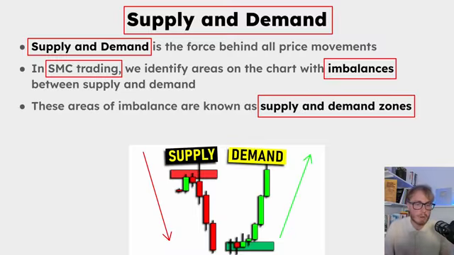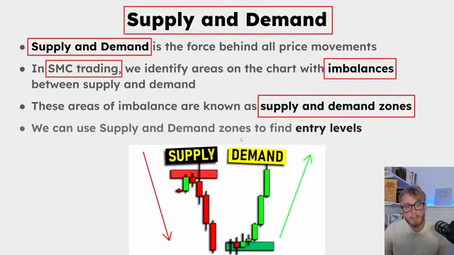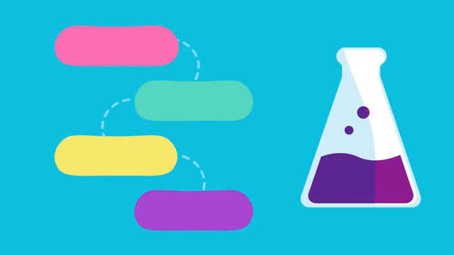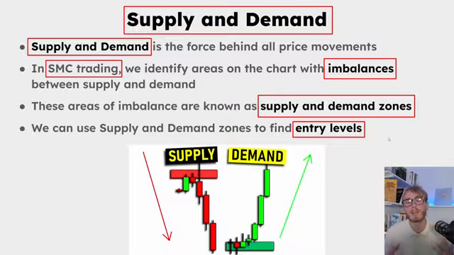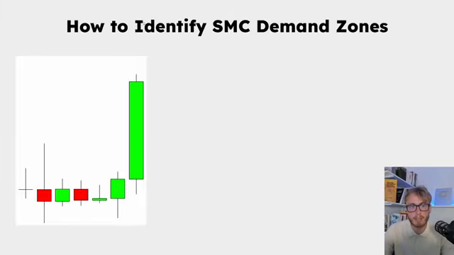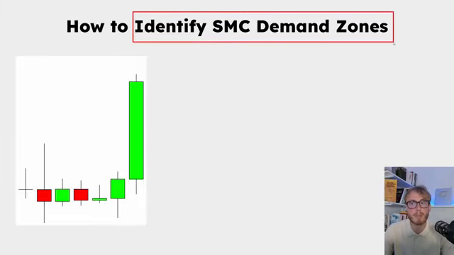And why do we need to be able to identify supply and demand zones? Well, we can use these supply and demand zones to find entry levels in the market. So next, we will take a look at a step-by-step formula on how to identify supply and demand zones. Let's begin by taking a look at how to identify smart money concepts demand zones. And the formula for this is pretty simple.